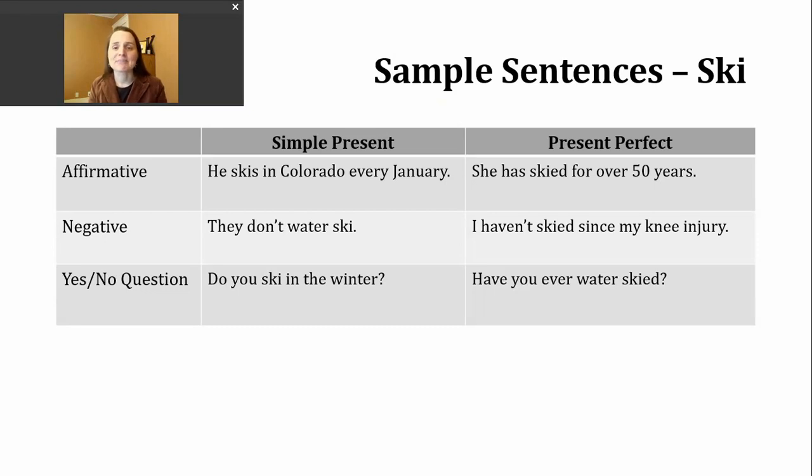Here's an example. She has skied for over 50 years. Right? So this is an action that has started in the past. She continues this action into the present day.